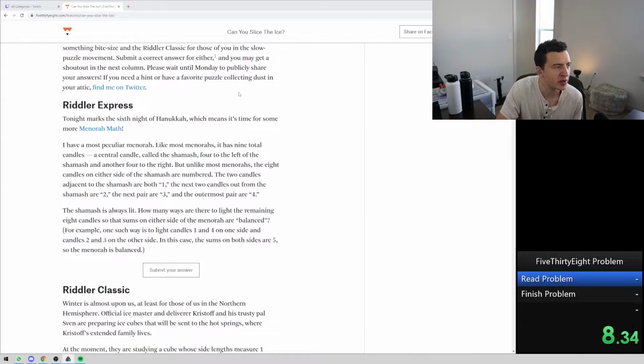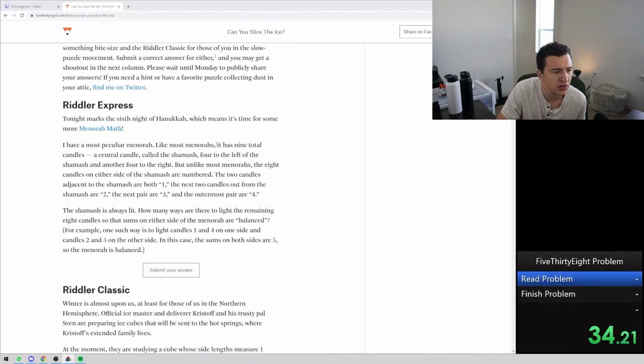So we're getting into Menorah math. I'm going to start by reading the problem. Tonight marks the 6th night of Hanukkah, which means it's time for some more Menorah math. I have the most peculiar menorah. Like most menorahs, it has 9 total candles, a central candle called the shamash, 4 to the left of the shamash and another 4 to the right. But unlike most menorahs, the 8 candles on either side are numbered.